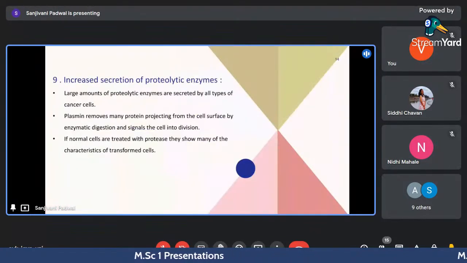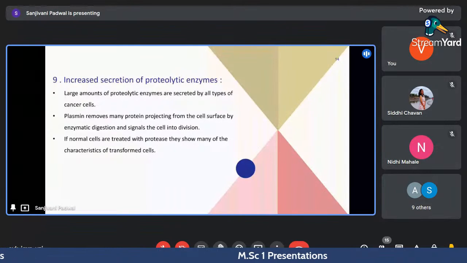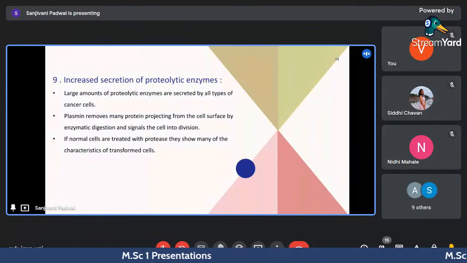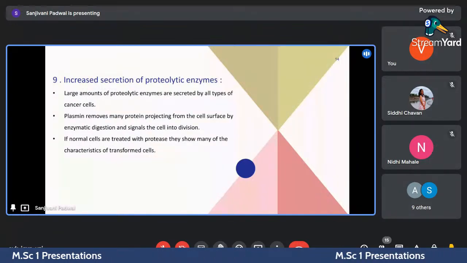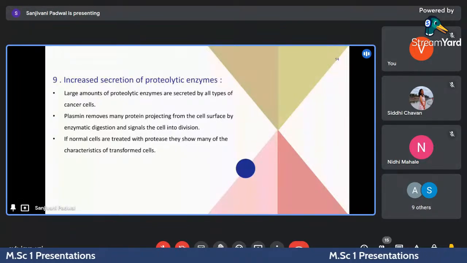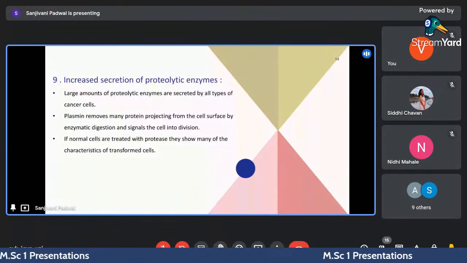The ninth property is increased secretion of proteolytic enzymes. Large amounts of proteolytic enzymes are secreted by all types of cancers, except those of blood-forming tissue. The cancer cell secretes a protease called the cell factor. The cell factor acts on an inert serum protein, plasminogen, to form plasmin, and plasmin removes many proteins projecting from the cell surface by enzymatic digestion and signals the cell into division. If normal cells are treated with protease, they show many of the characteristics of transformed cells.